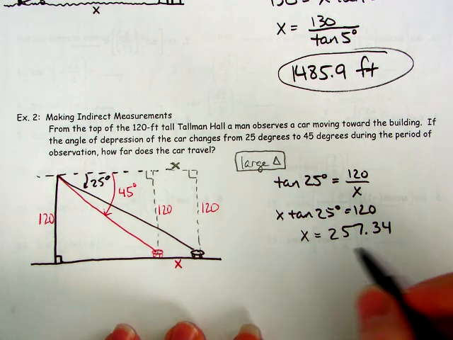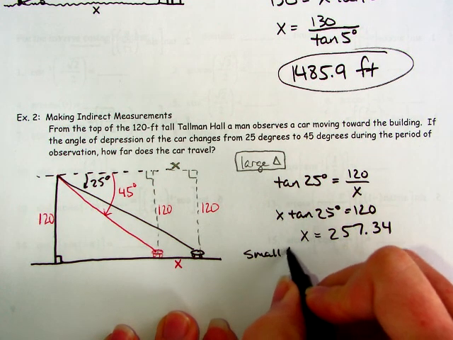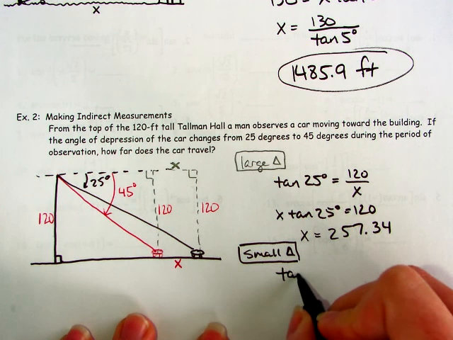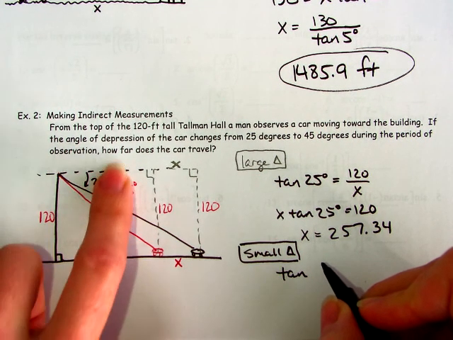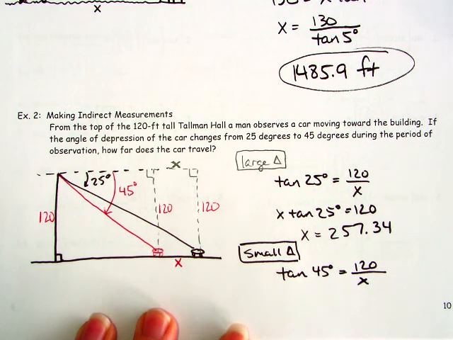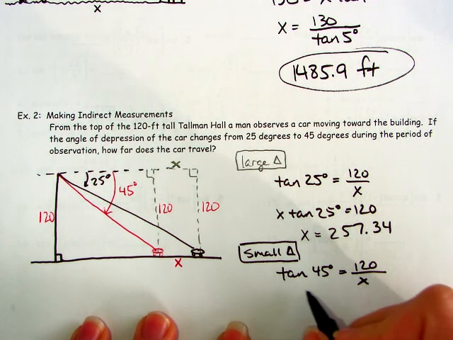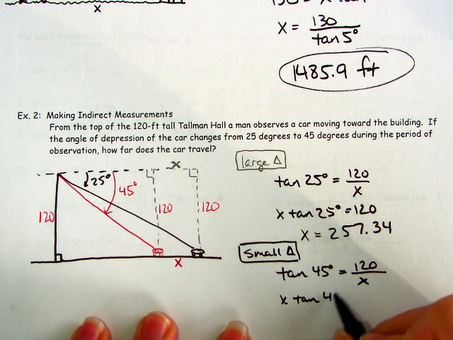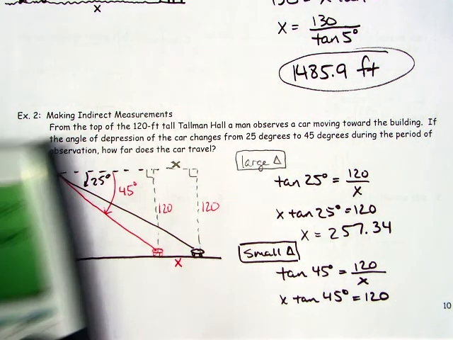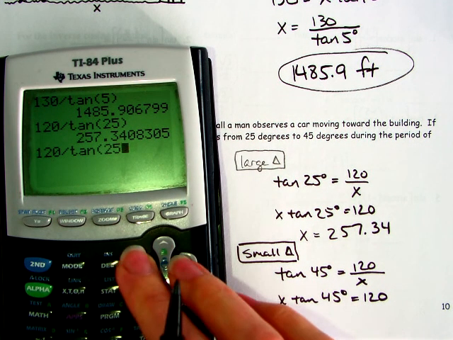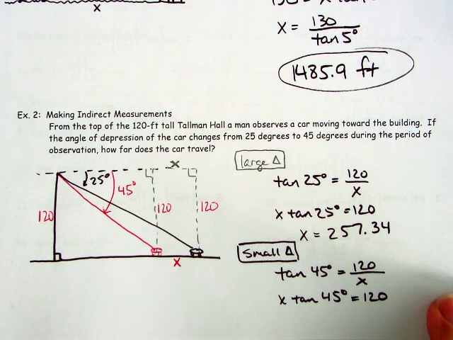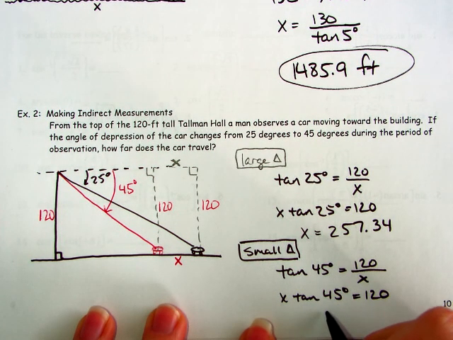Now let's do the adjacent side for the smaller triangle. This time we have the tangent of 45 degrees equals 120 over some unknown side. Again, we cross multiply. And then we're going to divide. We're going to divide by a tangent of 45 degrees this time to get exactly 120. Had we thought for a moment, that would make sense.